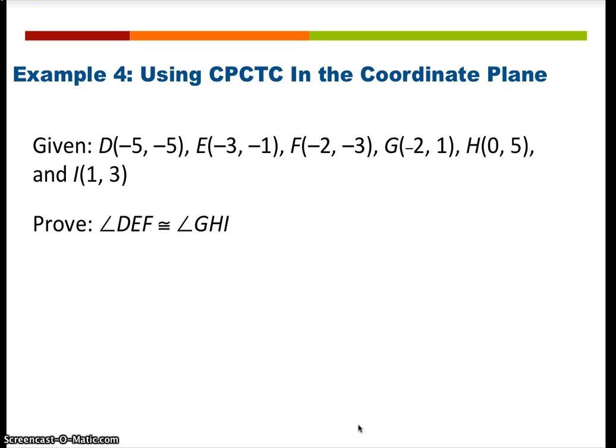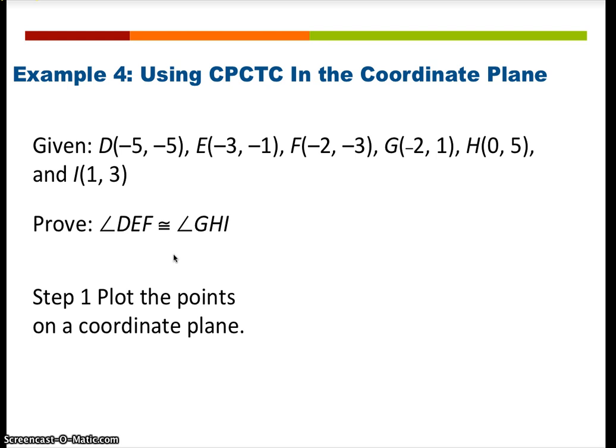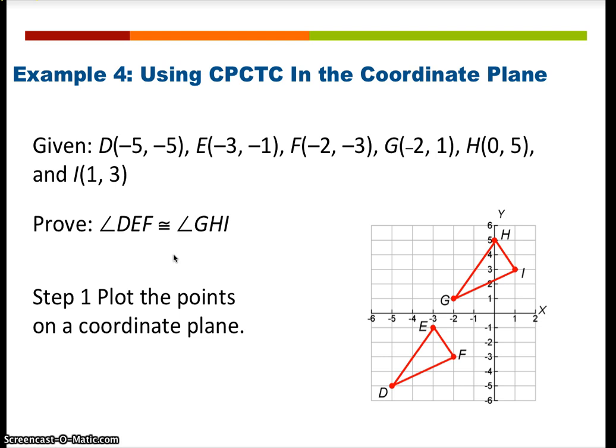Okay, and the last kind of proof we have is one on the coordinate plane. So here I have some points D, E, F and some more points G, H, I, and they're asking us to prove that these two angles are congruent. Well, the first step is to plot the points on a coordinate plane. So if I were to draw all these points, I get two triangles like this. Now, if I want to say that these two angles are congruent, what I really need to know is whether or not these two triangles are congruent. Because if the triangles are congruent, then I can say the angles are congruent. So I need to prove the triangles are congruent.